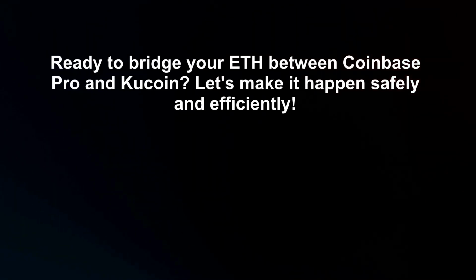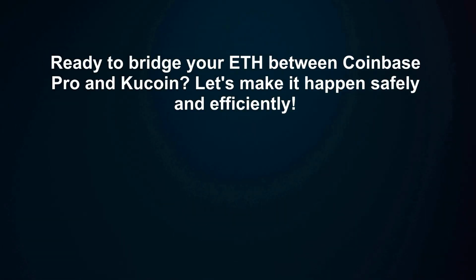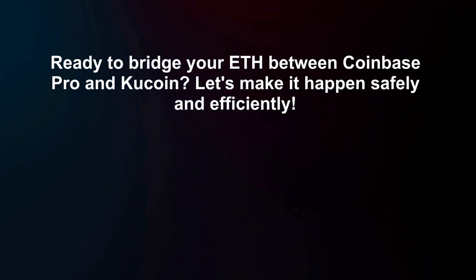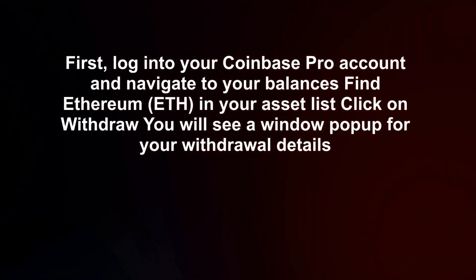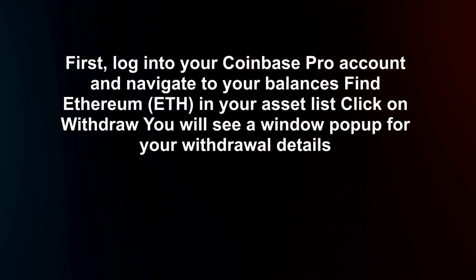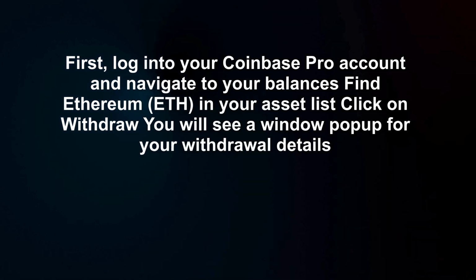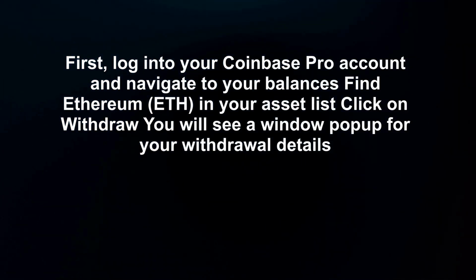Ready to bridge your ETH between Coinbase Pro and Kucoin? Let's make it happen safely and efficiently. First, log into your Coinbase Pro account and navigate to your balances. Find Ethereum ETH in your asset list. Click on Withdrawal. You will see a window pop up for your withdrawal details.